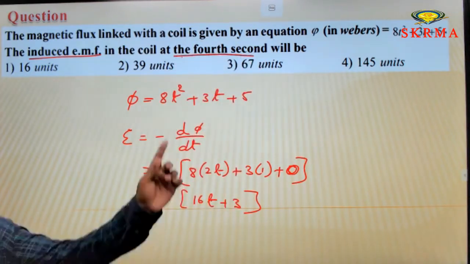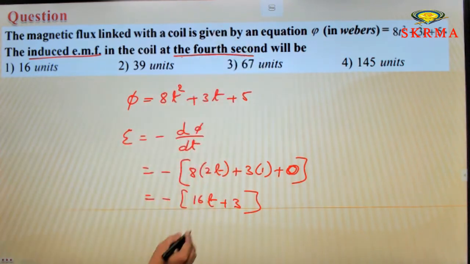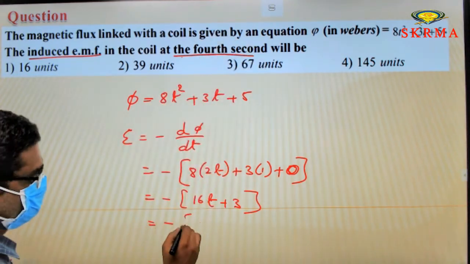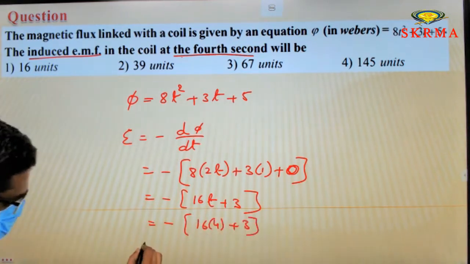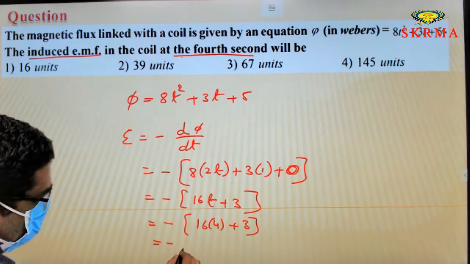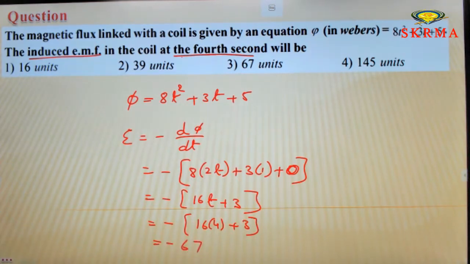Induced EMF at 4th second we need to calculate. Now substitute 4 here. 16 into 4 plus 3 equal to minus 67. So answer is option 5.